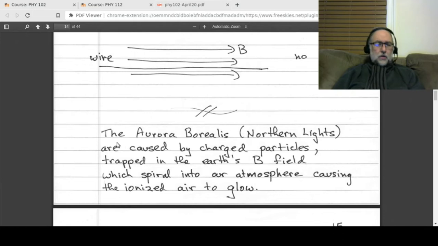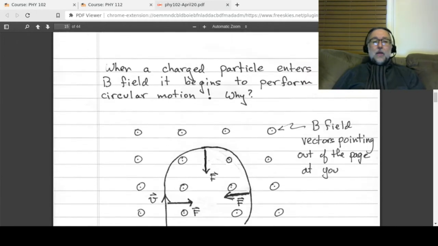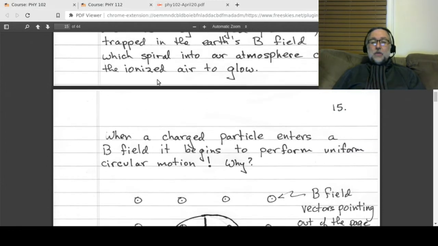And when these charged particles, which are traveling pretty fast, they're electrons, protons, and things like that, hit our atmosphere, they ionize our atmosphere and cause it to glow. That's what the northern lights are, okay? So I actually looked up some numbers, and the problem that we'll do in a minute, we'll actually use numbers from the aurora borealis, okay?